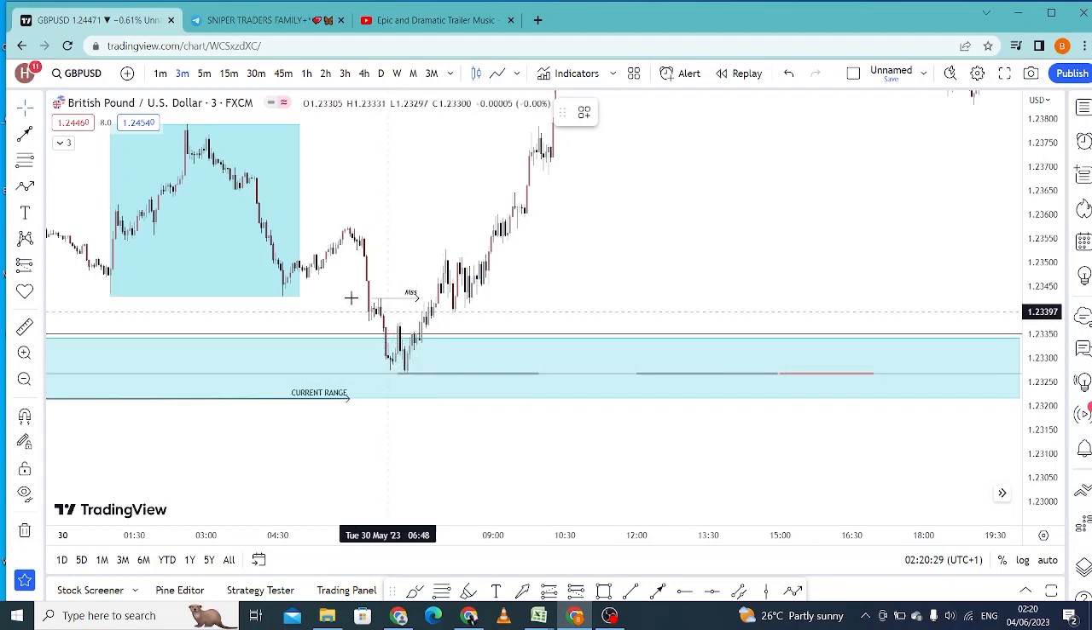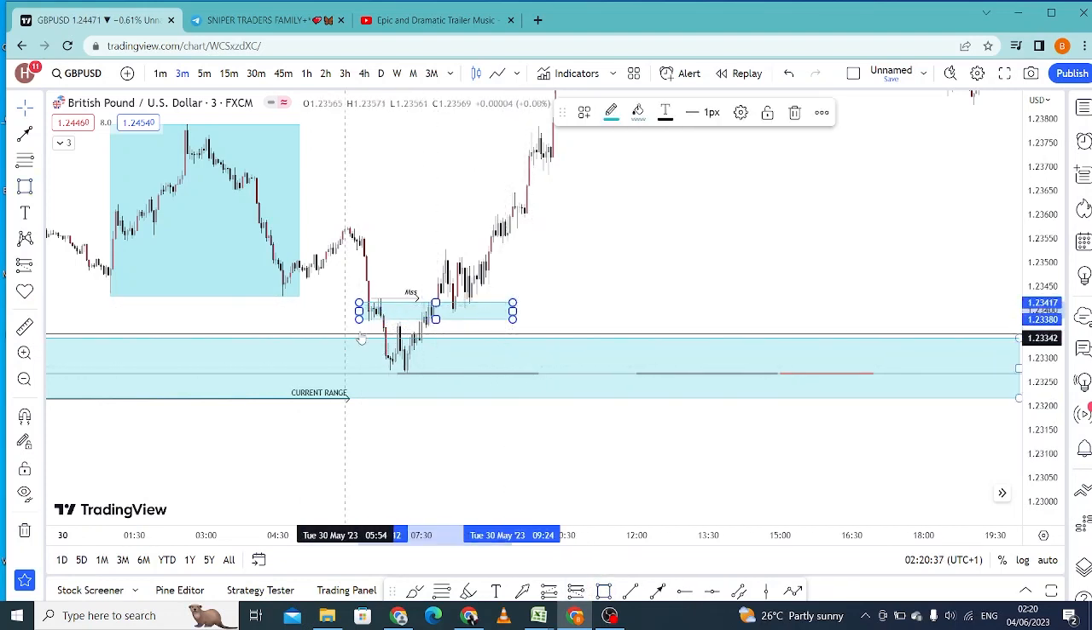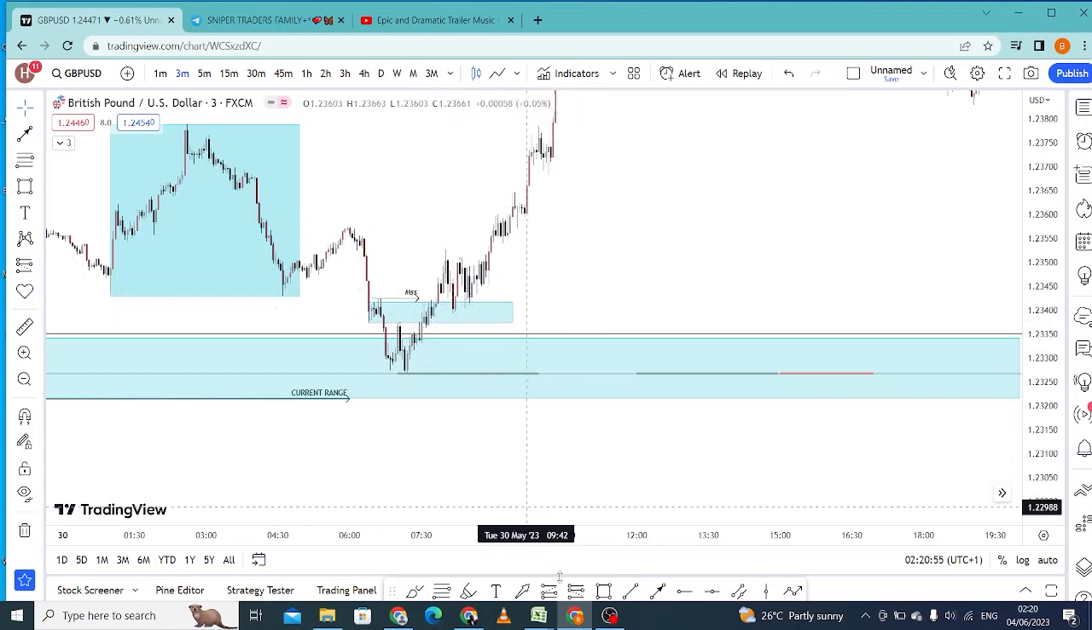Look at what happened. Price gave us this. This is funny, emphatically funny. Price rebalanced into a mitigation block. This is a mitigation block. Now, when price retraced into this, our next point of entry will be this.